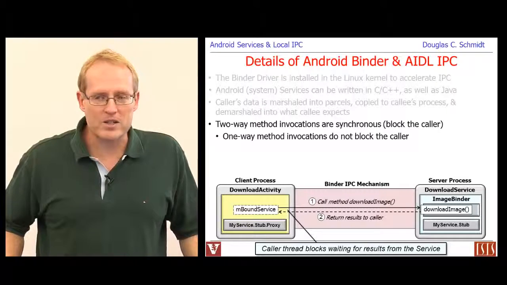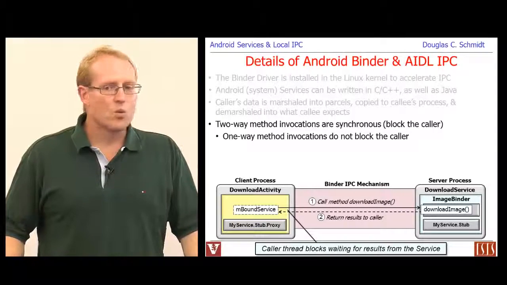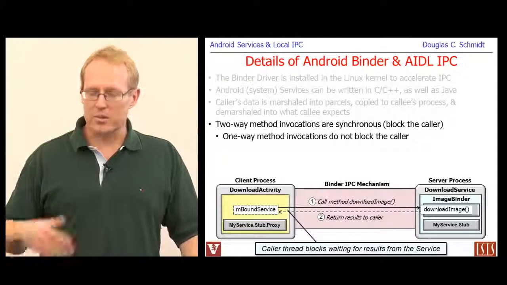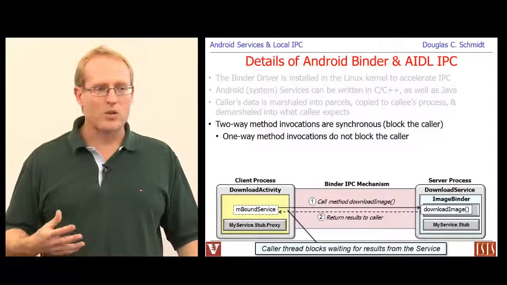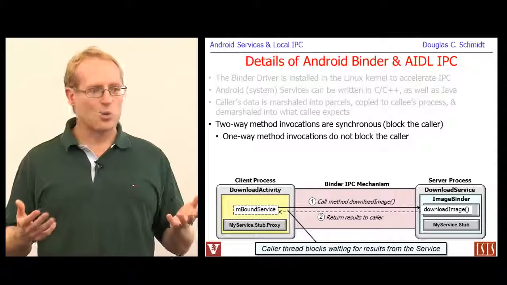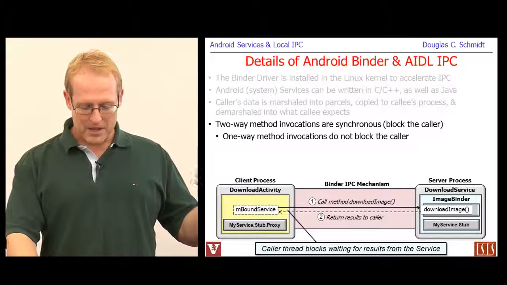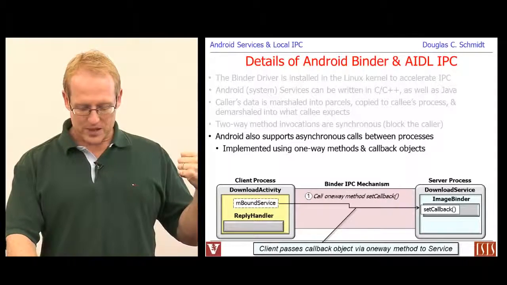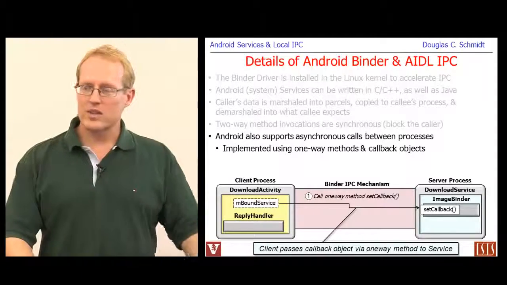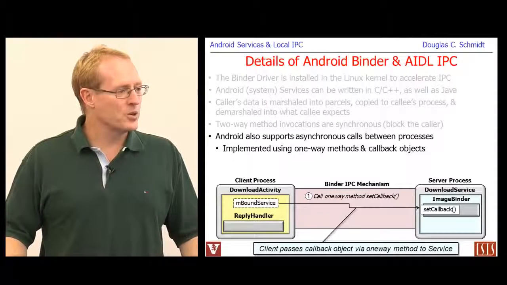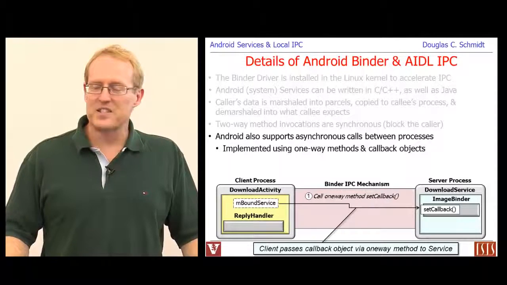There's another variant of this called one-way invocations. One-way invocations do not block. You can declare them a couple of different ways. We'll look at that later. But a one-way invocation says this call won't block. So normally you make a call, it blocks waiting for the results. The other way to do this is to use two interfaces, each of which uses one-way calls. And this can be used to implement asynchronous communication.